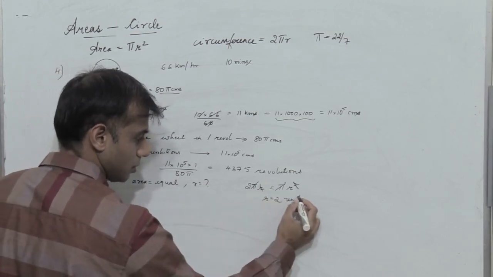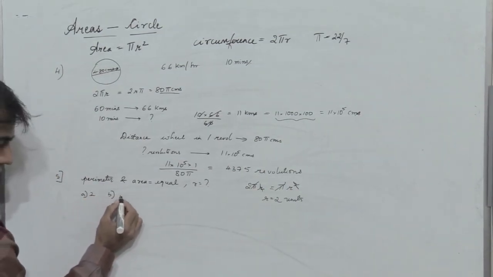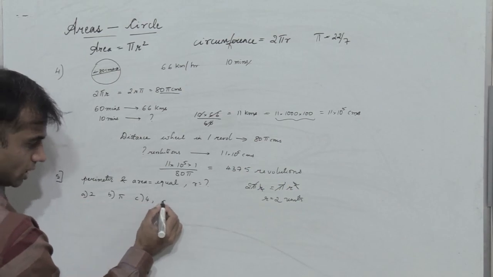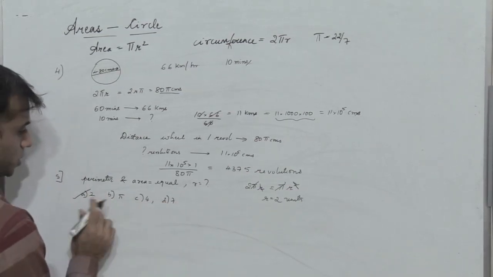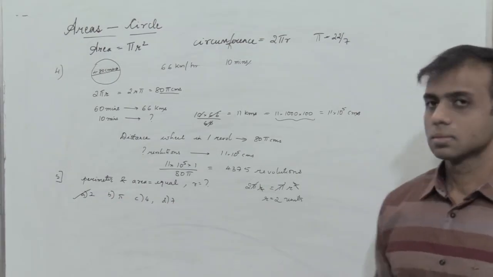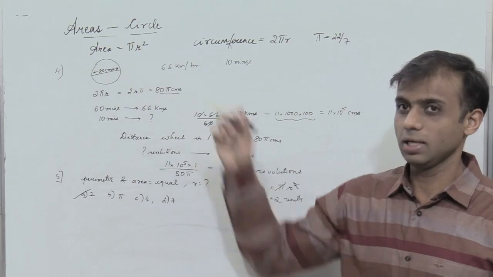So we have 4 options. A is 2, B is pi, C is 4 and D is 7. So of course we know that the answer is 2. So the option is A, the right answer. So this completes the first exercise in areas related to circles.